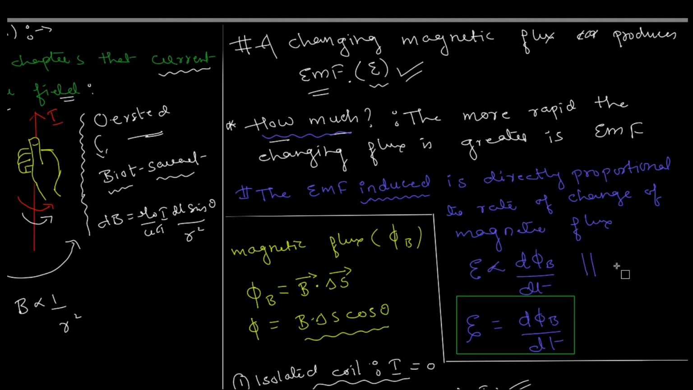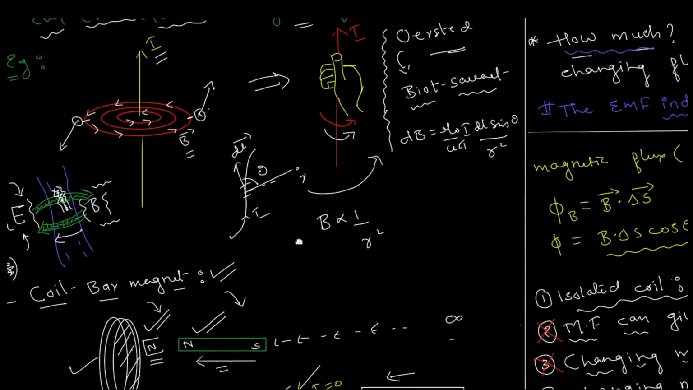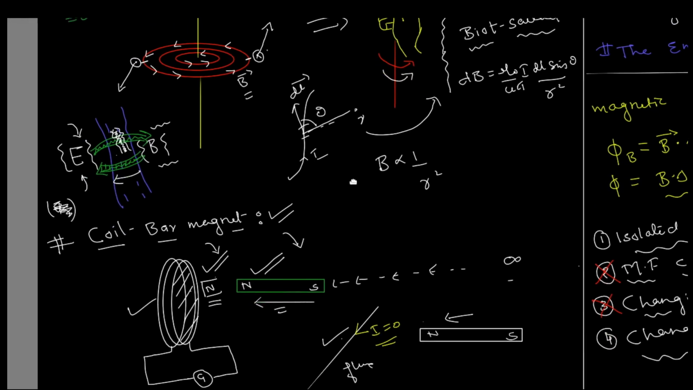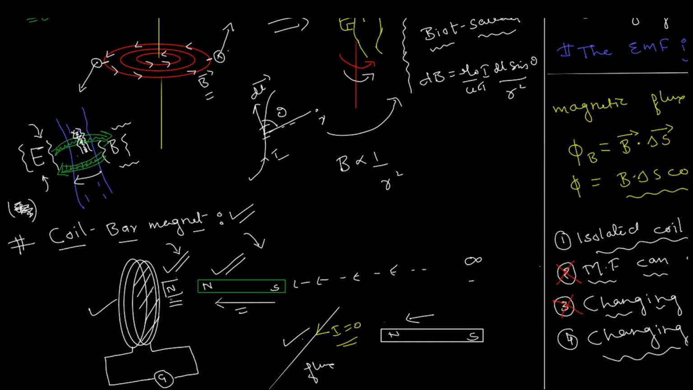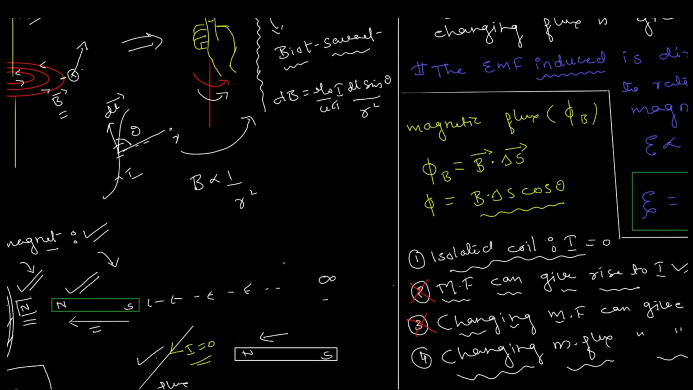So all I did was the coil and bar magnet experiment. There are two more coil and coil experiments, but they are pretty simple and you can understand them by yourself if you just go through the NCERT book once. They're more like this experiment only, so I don't want to explain them in detail.